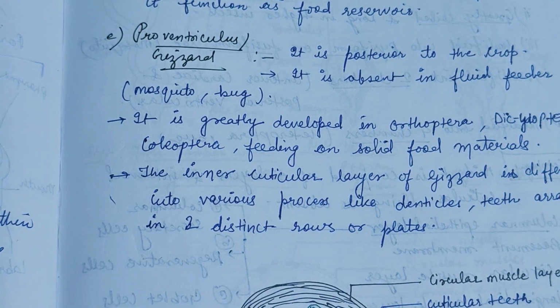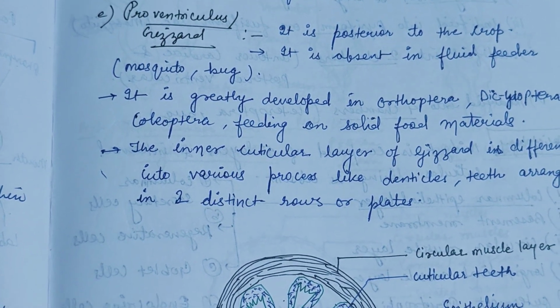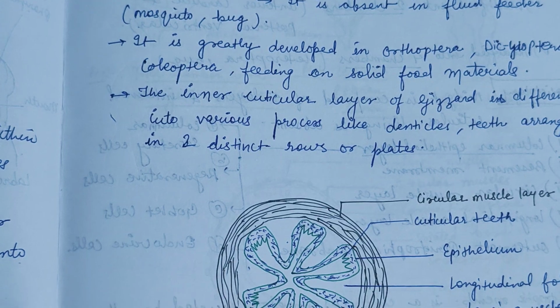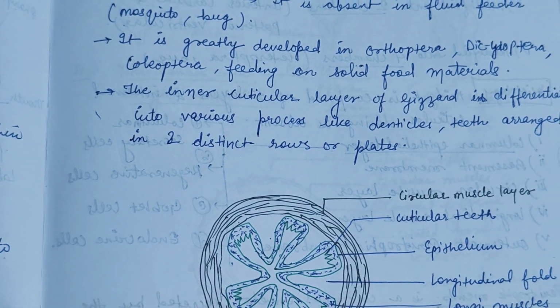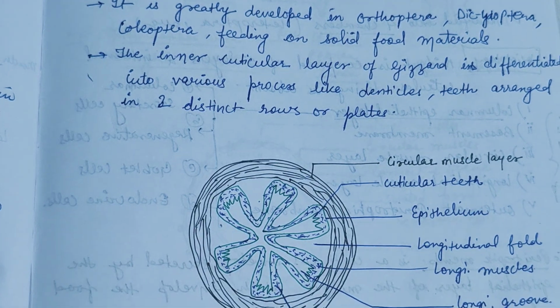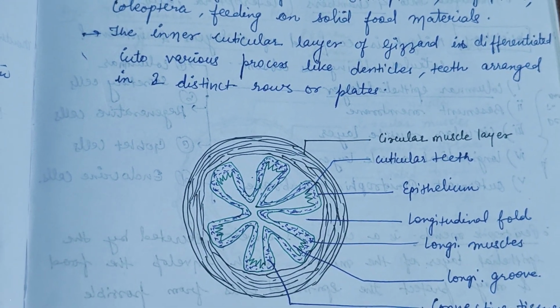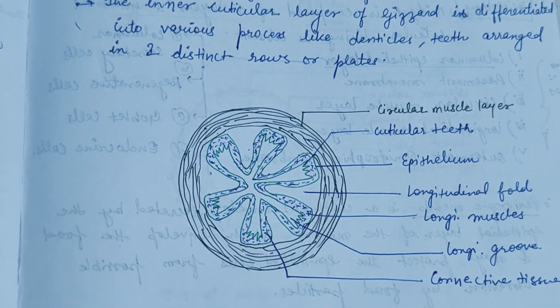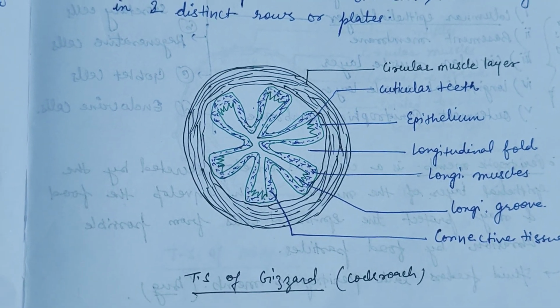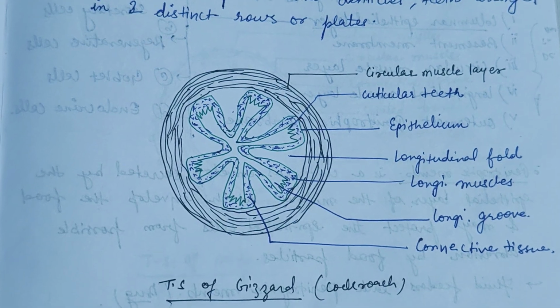The proventriculus, also known as the gizzard, is present posterior to the crop and is absent in fluid feeders. It is greatly developed in orthopterans like the cockroach, Dictyoptera, and Coleoptera, feeding on solid food materials. The inner cuticle layer of the gizzard is differentiated into various processes like denticles, teeth arranged in two distinct rows or plates. The figure of the gizzard TS section of a cockroach is as follows.